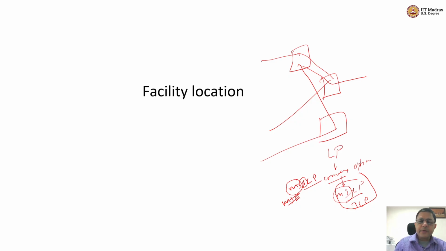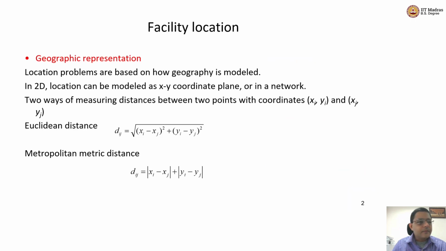Let us get into the location problem formulation, and let us look at all the dimensions of it. So the first thing that matters when we are solving the location problem is how are we going to measure distances, right? Location problems are heavily dependent on the way the geography is modeled.